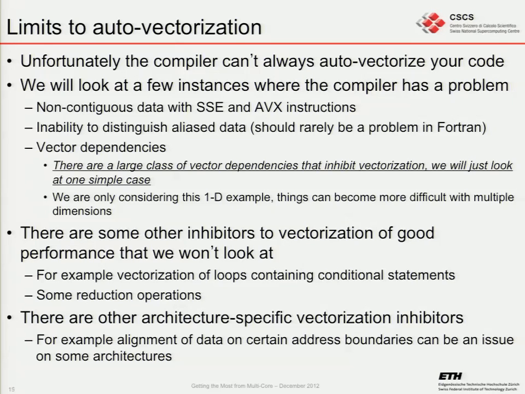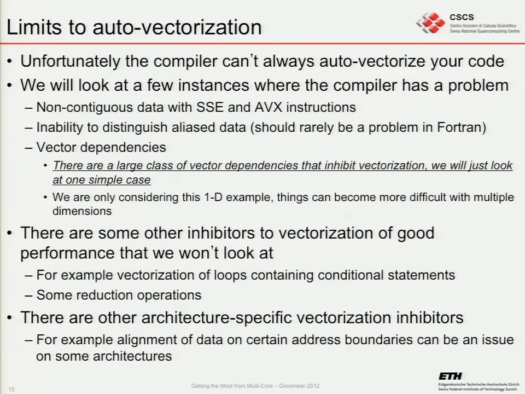So there are some other inhibitors that we won't be looking at. We're not going to look at things that might cause problems for conditional statements or reduction operations, but you've just seen on the slides that these things can be taken care of as well and vectorized even now. And some things to do with address boundaries can be an issue on some architectures. The Blue Gene machines have much more specific problems in terms of alignment, but for example, with the Intel compiler, as Ben was showing, you can actually tell it things about alignment.